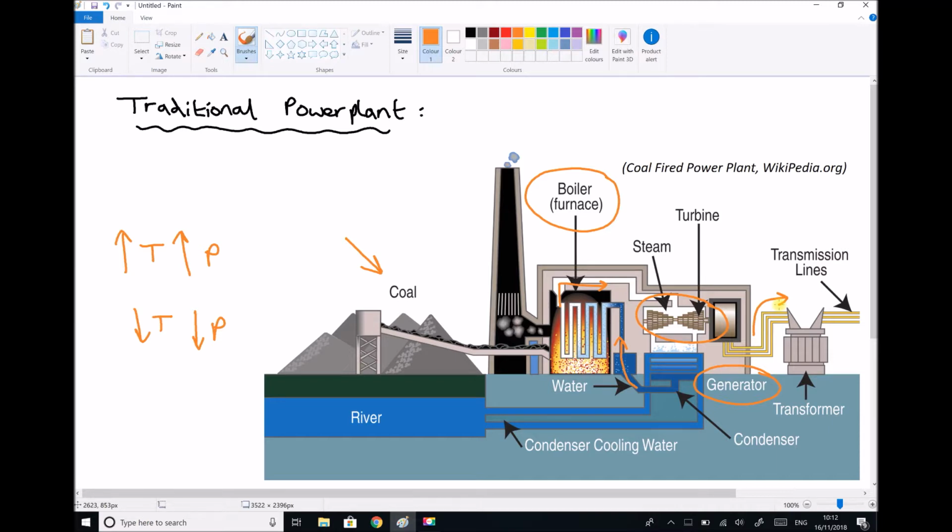Now there's a type of steam turbine called a back pressure turbine, which allows us to adjust the amount of steam exiting the turbine here. And what that means is that we can accurately regulate the speed that the turbine spins at.